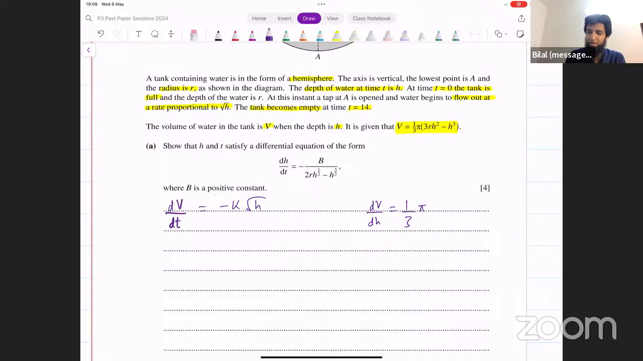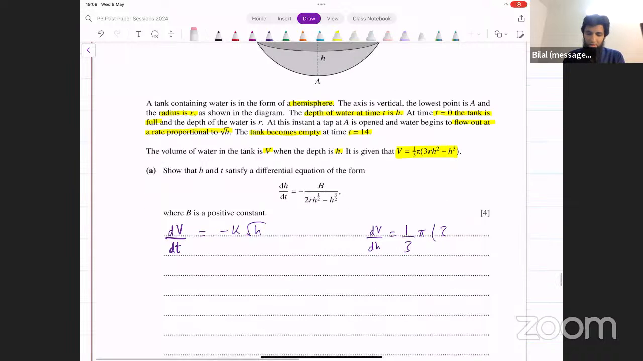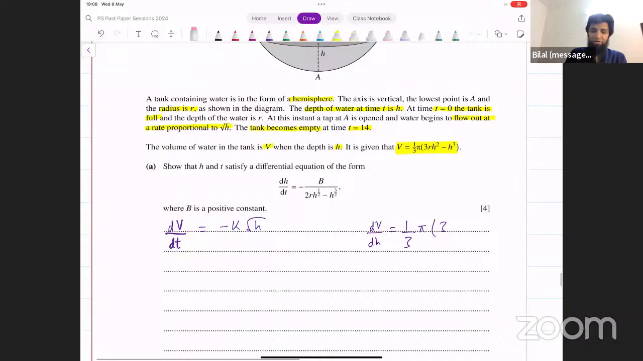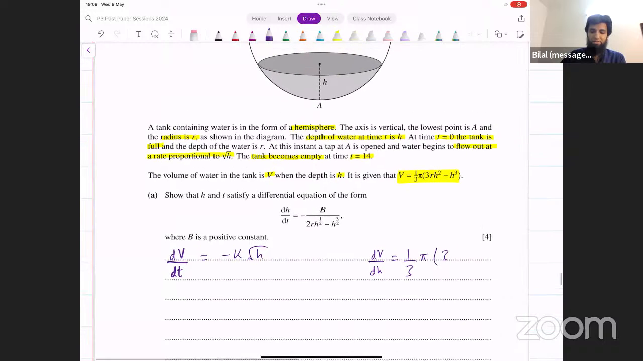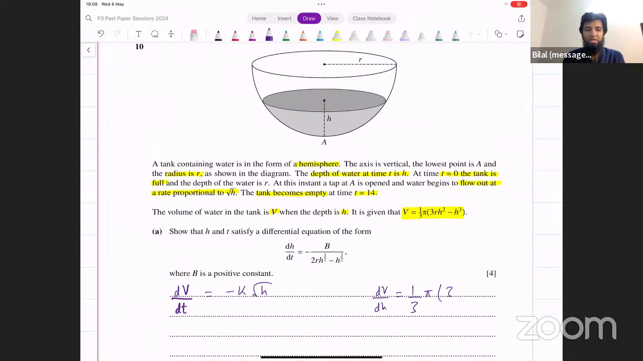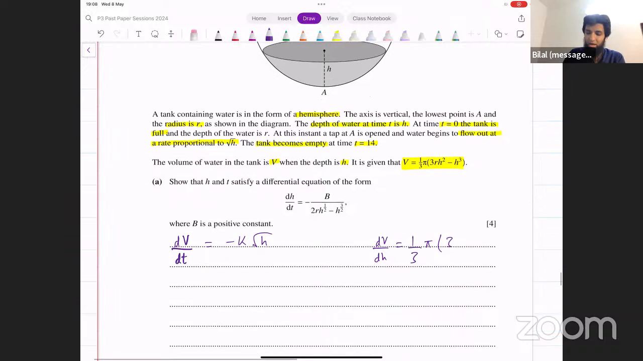Okay. 1 over 3 pi into 3rh squared minus h cubed. What's the derivative of this? Now, what's the radius? Think about it. The radius of this hemisphere is fixed, it's not changing. So 3r is also a constant, right? So 3r remains as it is. What's the derivative of h squared? 2 times h. This is what we get. Minus the derivative of h cubed, that will be 3h squared.